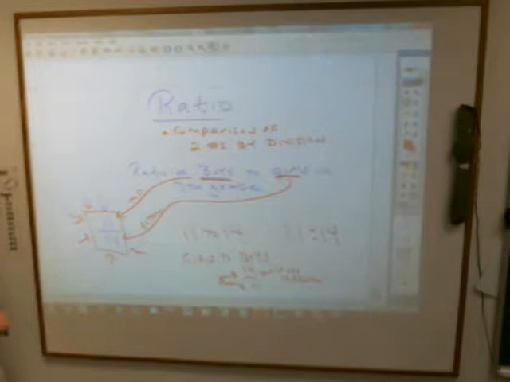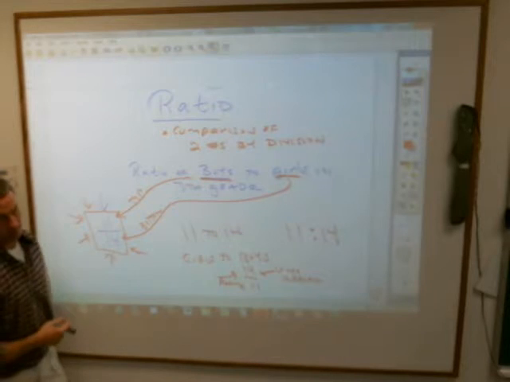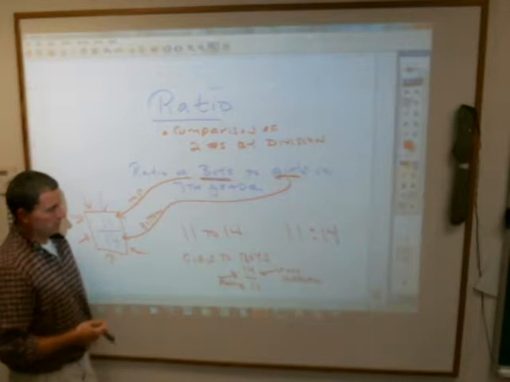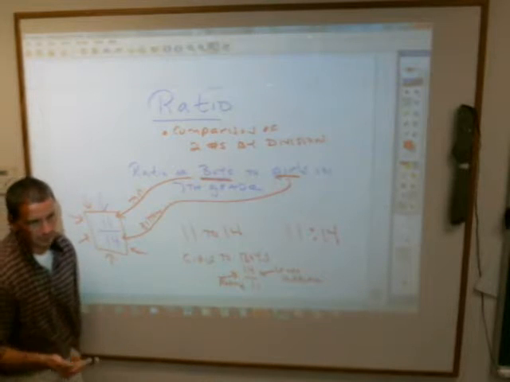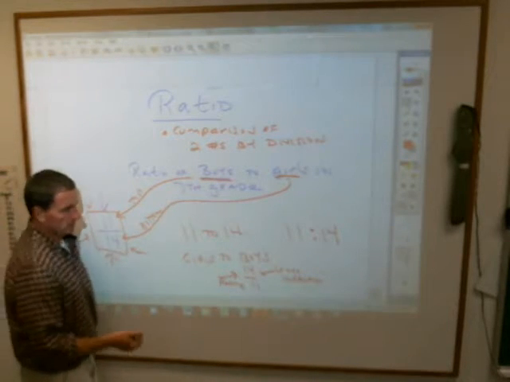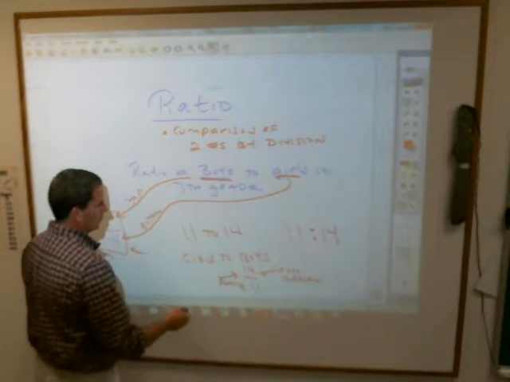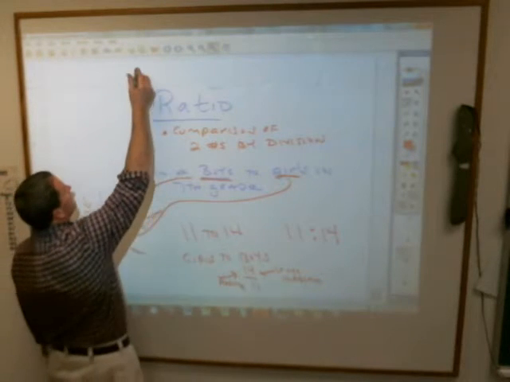If you ask somebody for the ratio of girls to boys, and they said, well, it's 1 3/11 to whatever, that makes no sense. It's 14 to 11, 14 girls, 11 boys.